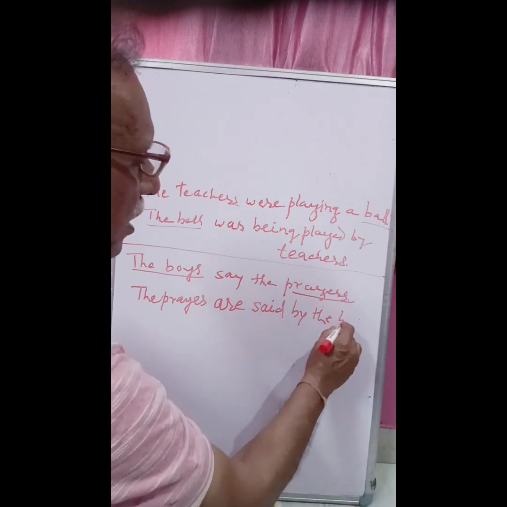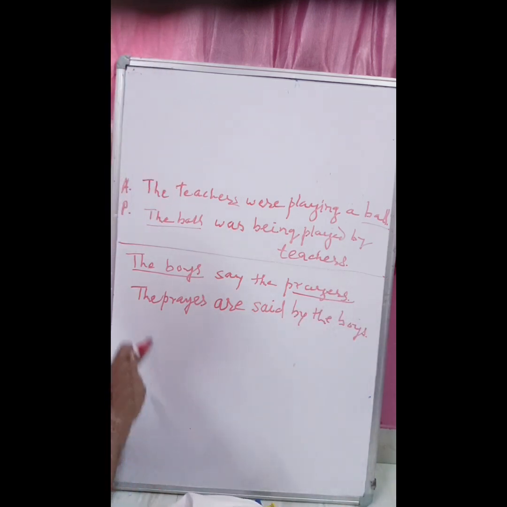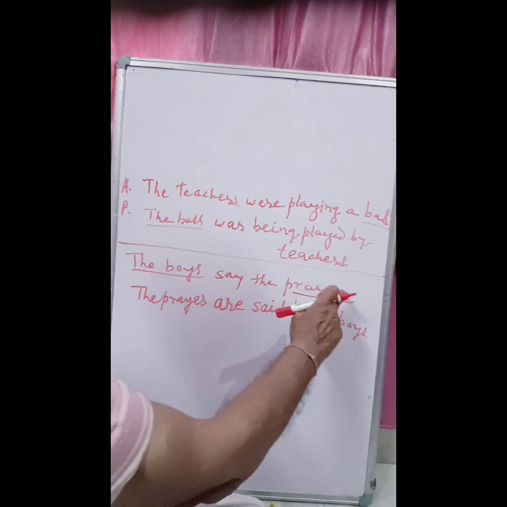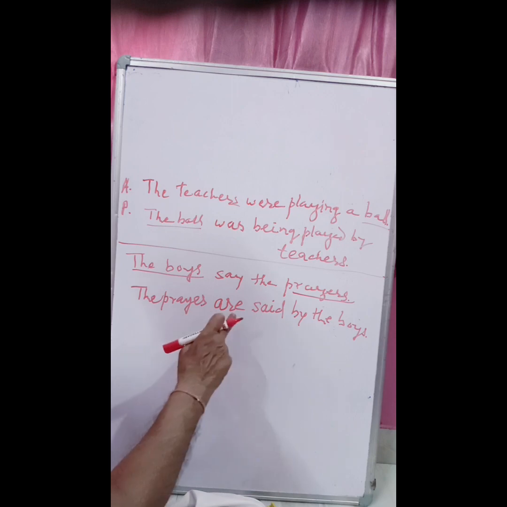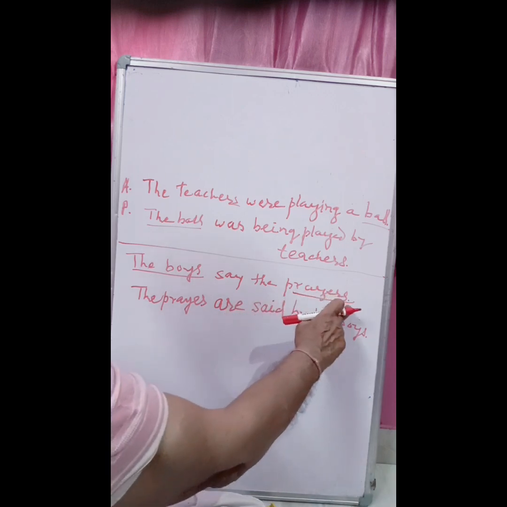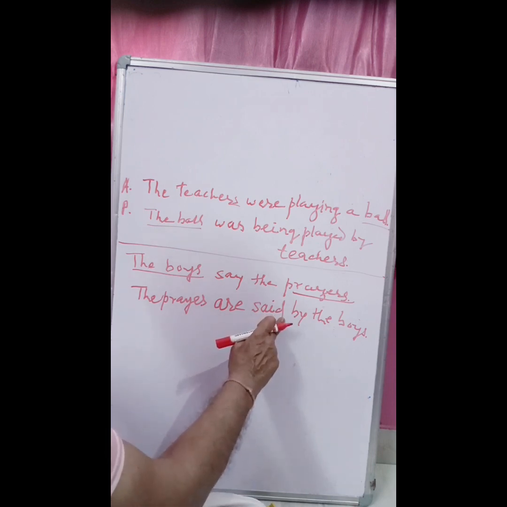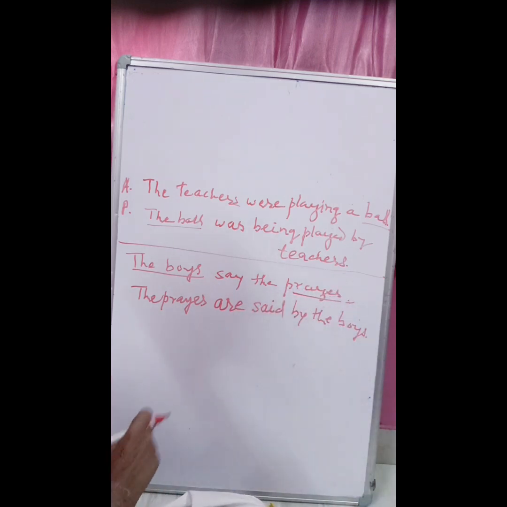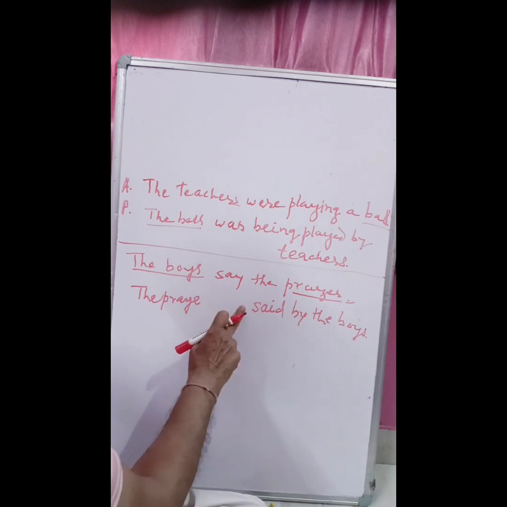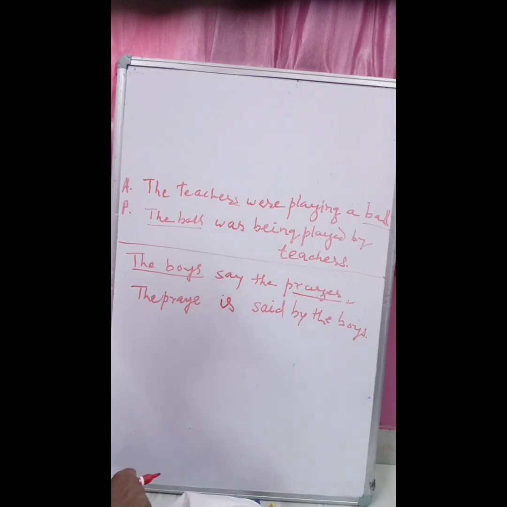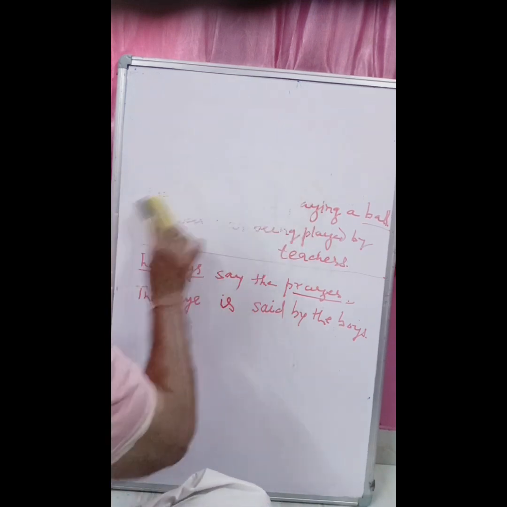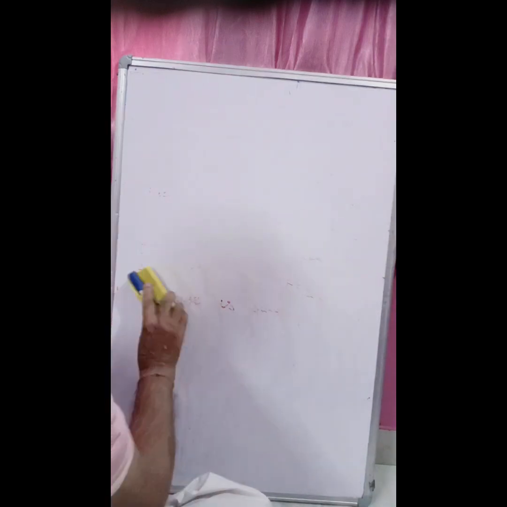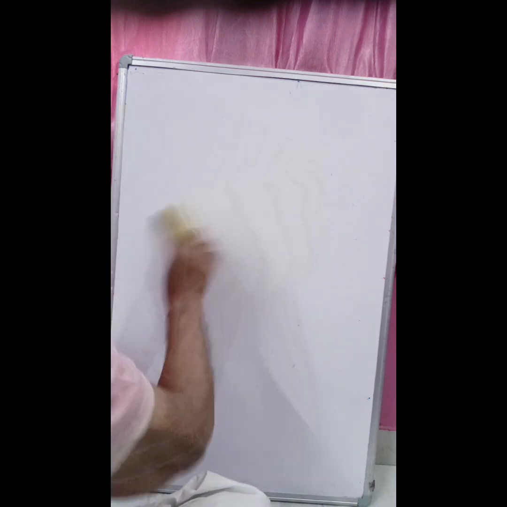By the boys. The prayers. If it is a prayer, then only the prayer is said. But here, as it is, the prayers are said by the boys. The boys say the prayer. The prayer is said by the boys. So, this is active voice, this is passive voice. Now, we will see sometimes how the possessive pronouns are used.